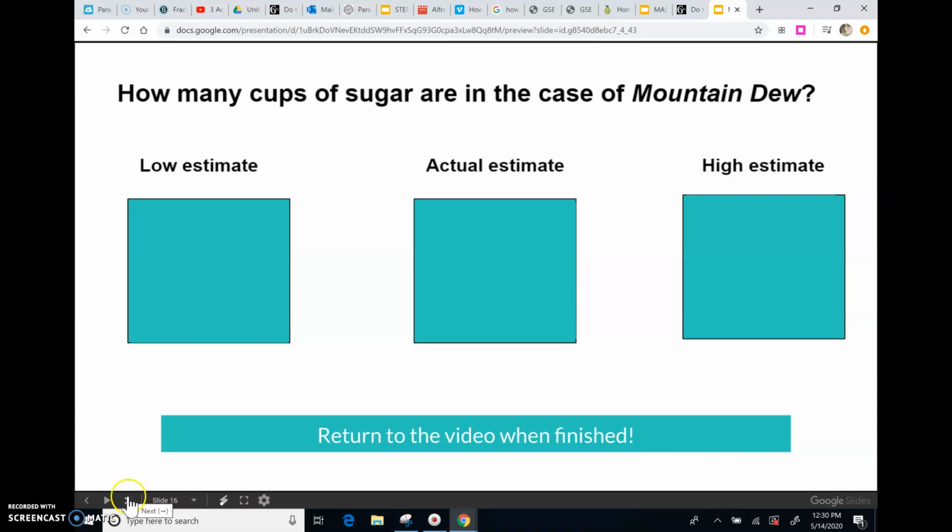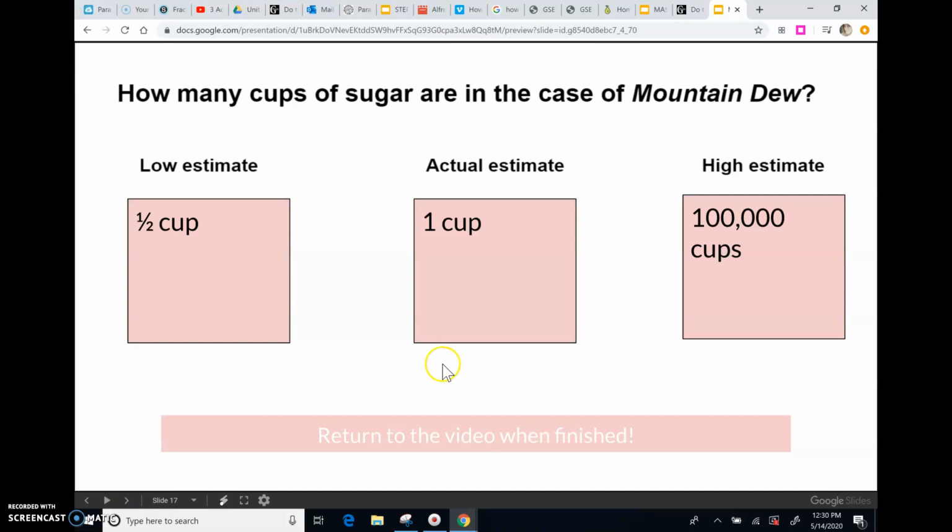Okay, so here's my estimates as a model. I was thinking, oh, maybe there's about a cup of sugar in a case of Mountain Dew. And I think that something that's too small might be a half a cup. Something way too high of an estimate might be 100,000 cups. So that was just my thoughts and my estimates. Now, an estimate, remember, is something similar to a guess, but you usually have more information, so it's like an educated guess. So speaking of information, we go to our next act.